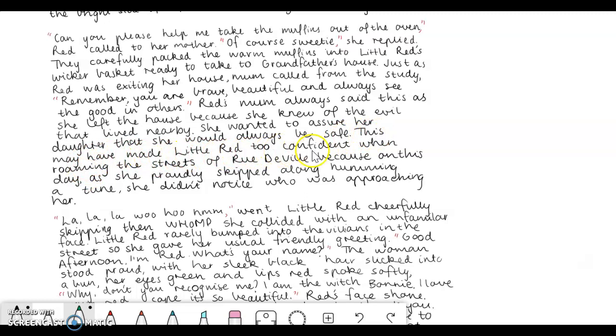This may have made little Red too confident when roaming the streets of Rue de Ville, because on this day, as she proudly skipped along, humming a tune, she didn't notice who was approaching her.